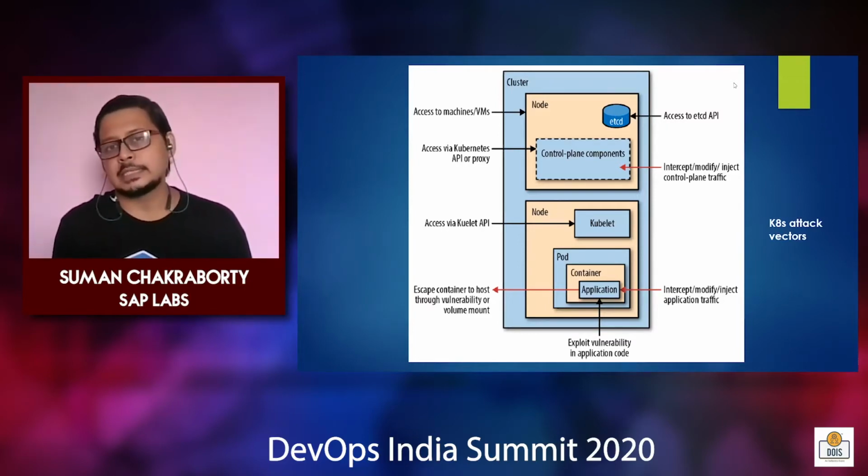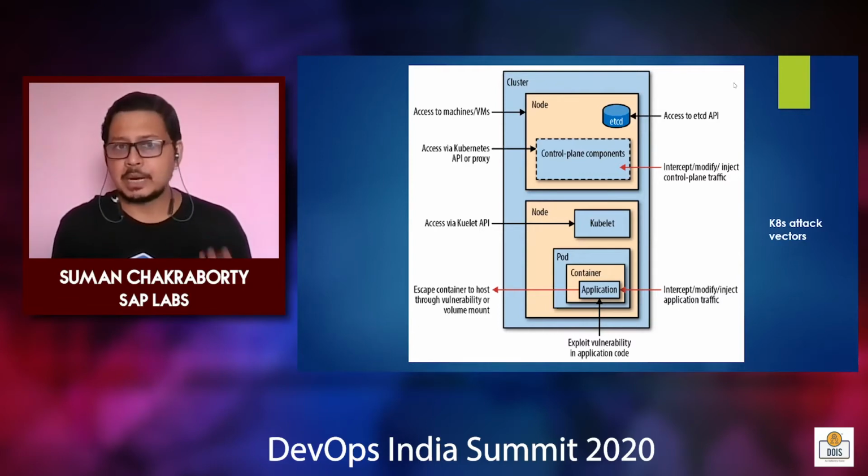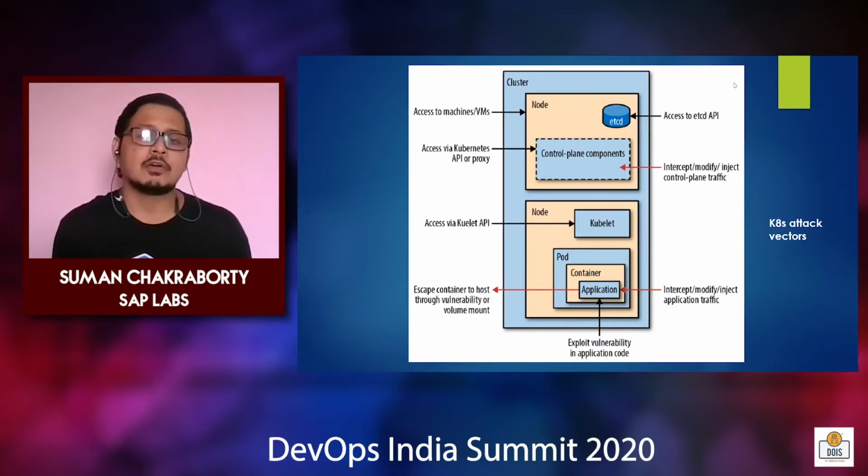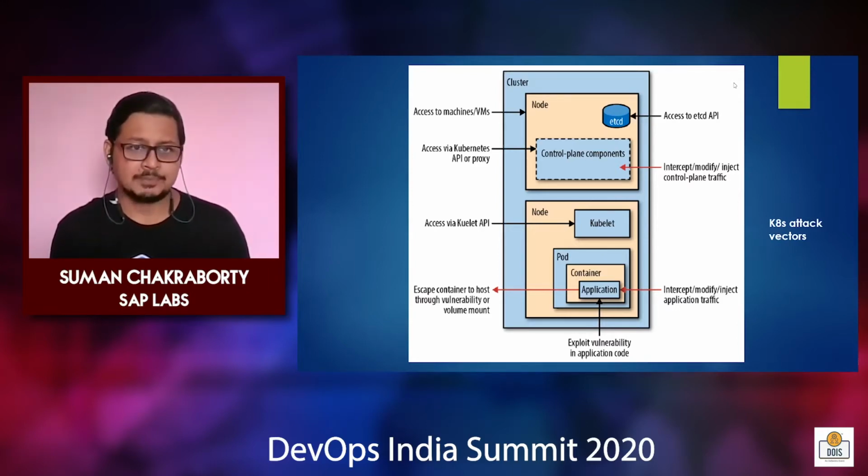On the node side, the kubelet is the component which manages the lifecycle of the pods deployed on the node, and you should ensure that the kubelet has limited functionality, so that it can only run the set of actions which it is intended to do. So you should try to secure the API endpoint of the kubelet.